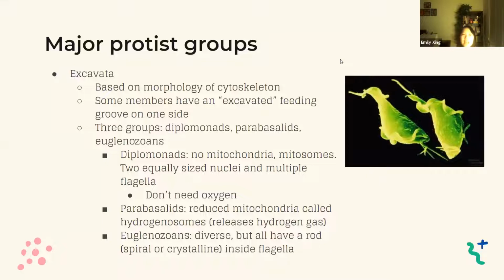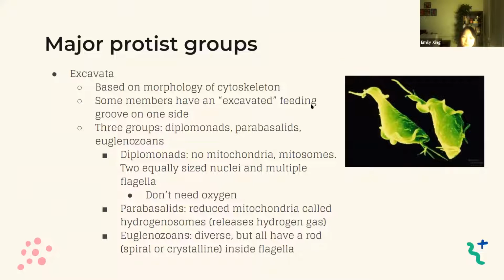Our first group is Excavata. These protists are grouped together based on the structure or morphology of the cytoskeleton. Again, the cytoskeleton of the cell helps it maintain its shape and structure. Some members of group Excavata have an excavated feeding groove on one side. That's why they're called Excavata. I think it's kind of like an arching out. There are 3 main groups within Excavata. You don't need to remember this by all means. I don't even remember it.